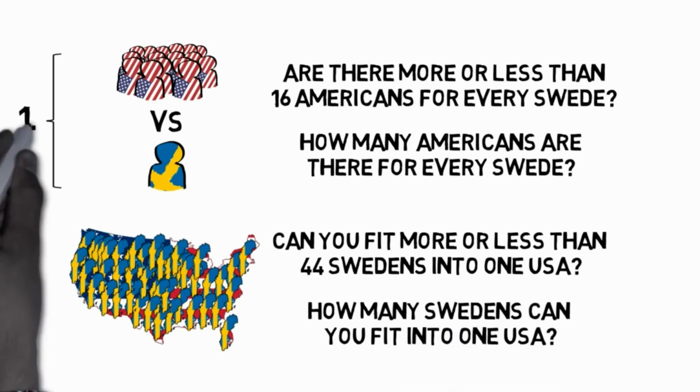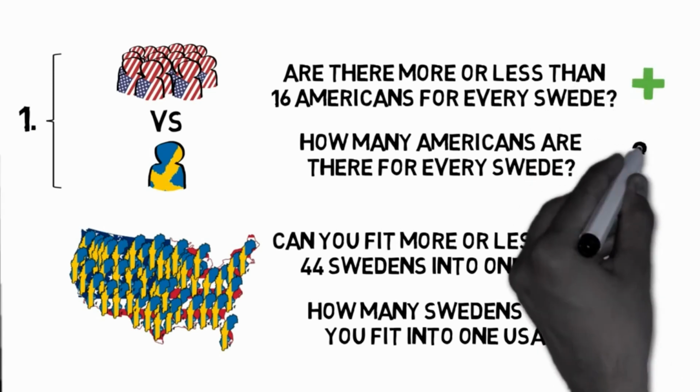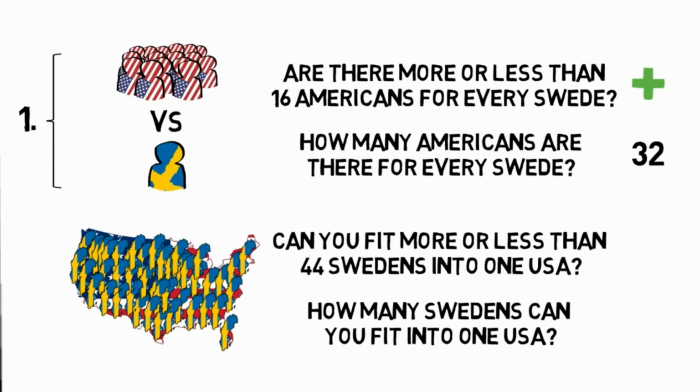For the first set of questions, there are more than 16 Americans for every Swede. Approximately there are 32 Americans for every Swede. 320 million versus 10 million. For the second set of questions, you can't fit that many Swedens into 1 USA. Approximately you can fit 22 Swedens into 1 USA. Now comes the interesting part.